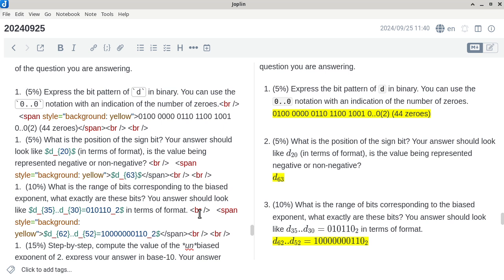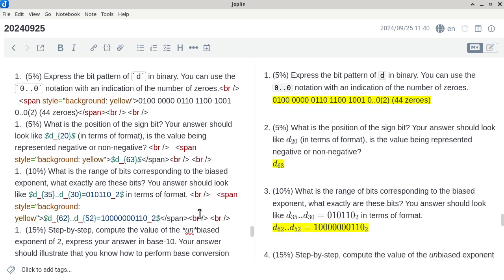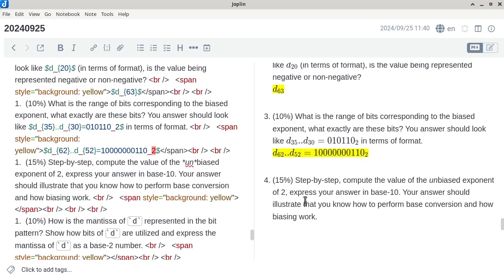Is that okay? Does everybody understand what the question is asking and why this is the answer? Yes? Probably count the same way that I do. 1, 2, 3, 4, 5, 6, 7. And we have 1, 2, 3, 4, 5, 6, 7. All right, so that one is done. Moving on to the next one.